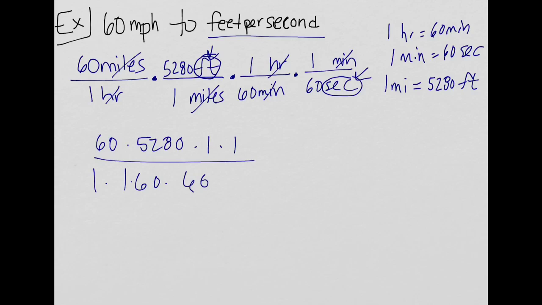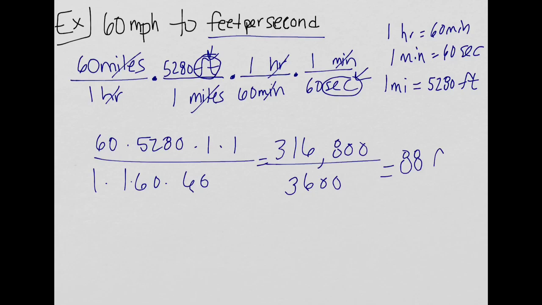We've got 60 times 5,280, which is 316,800. And then we've got 3,600 on the bottom. So this is going to be equal to 88. And our units, we're just going to attach our feet per second. That's what we wanted to get to. So 60 miles per hour, if you're driving that fast, you can also say you're going 88 feet per second. Same thing.